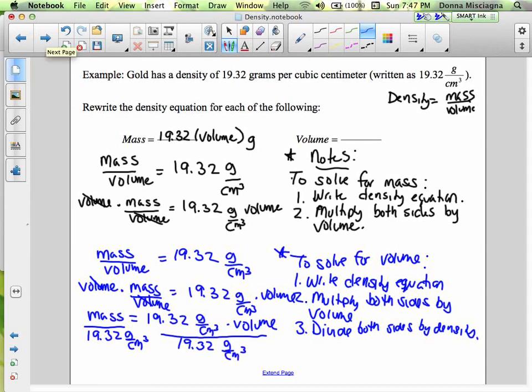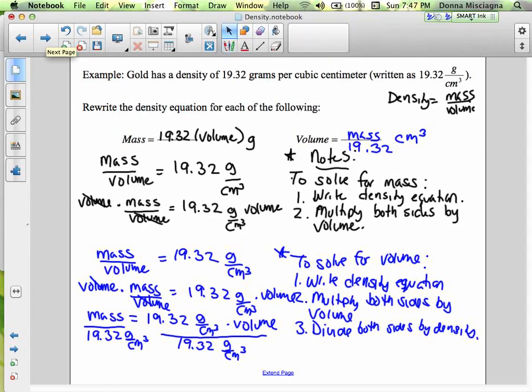All right, so the volume is going to be left all by itself, right? So the 19.32 grams per centimeters cubed will cancel. And so we'll be left with volume equals mass divided by 19.32. And the grams will cancel out, right? Because mass is already in terms of grams, and our units of measure will be centimeters cubed, right?